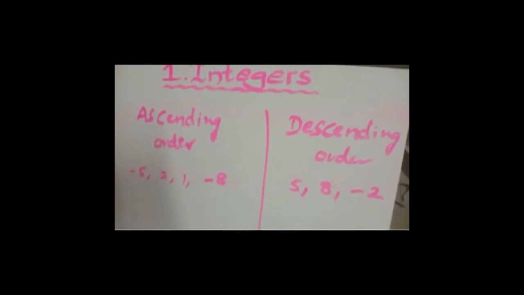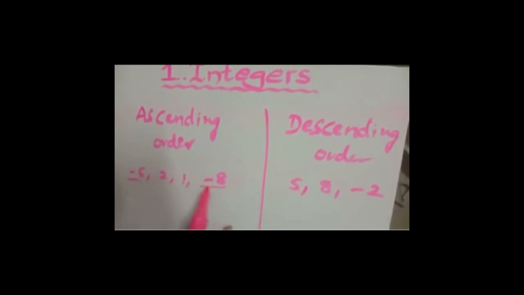Now we will go with the order of integers. First, we will see ascending order. Ascending order means we write the integers from smallest to biggest. In the given list of integers, first we need to pick the smallest number. I already told you negative numbers are always less than positive numbers.